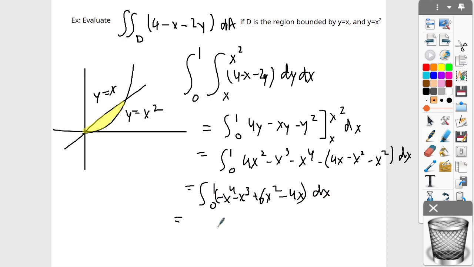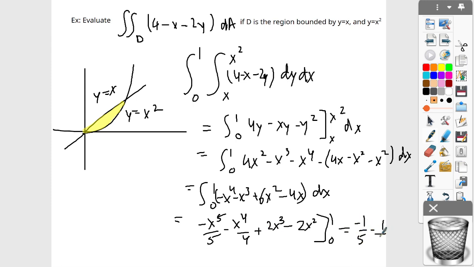Which is equal to what? Which is equal to negative x to the 5th over 5 minus x to the 4th over 4 plus 2x cubed, minus 2x squared, minus 2x squared from 0 to 1, which is negative 1/5 minus 1/4. That should be the answer. I hope I'm not wrong.